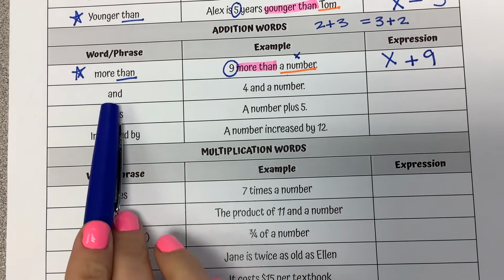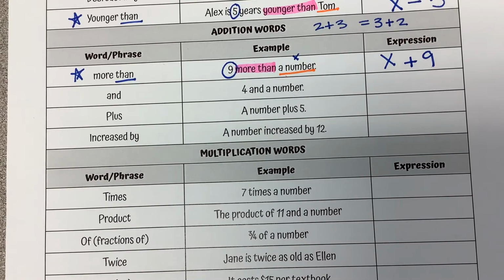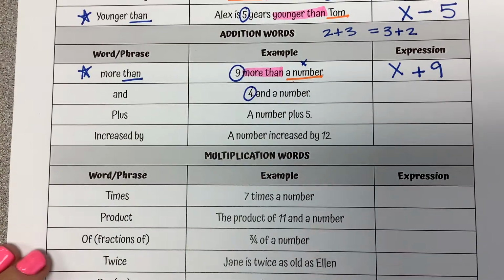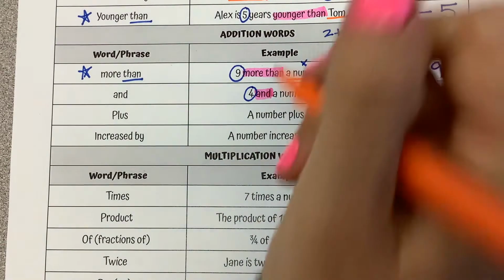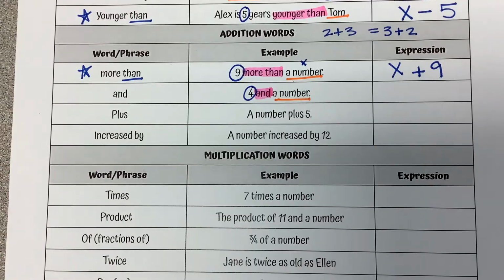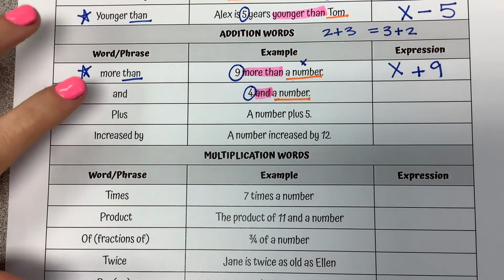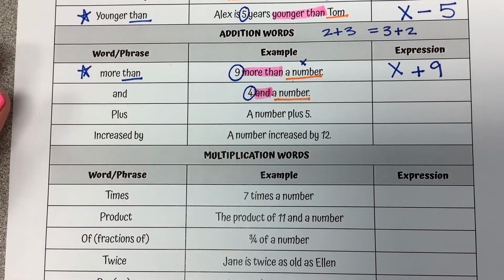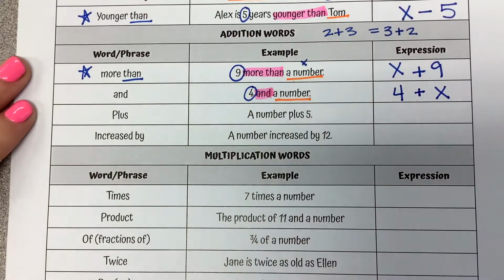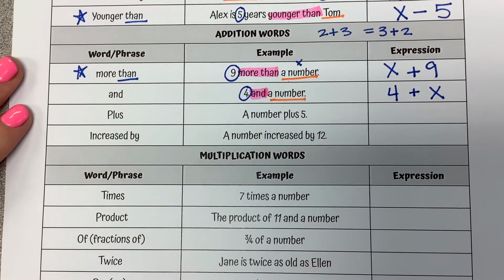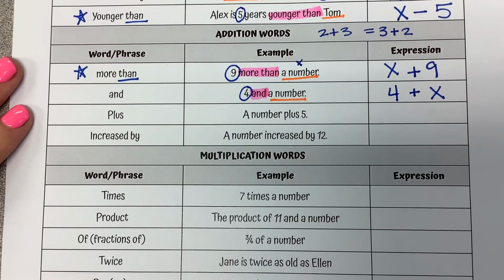Next keyword, the word and can mean addition. So circling my number, 4 and a number, so circling 4. Highlighting the keyword here, and underlining our unknown, a number. So 4 and a number. In this case, I can just go in the order that it's given. We have 4 plus we have our unknown number x. But that would be the same thing as x plus 4.